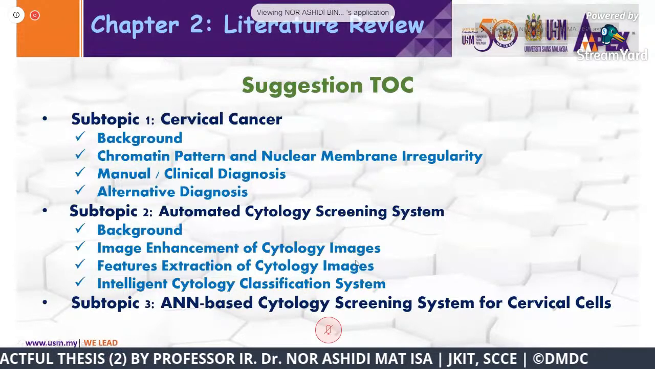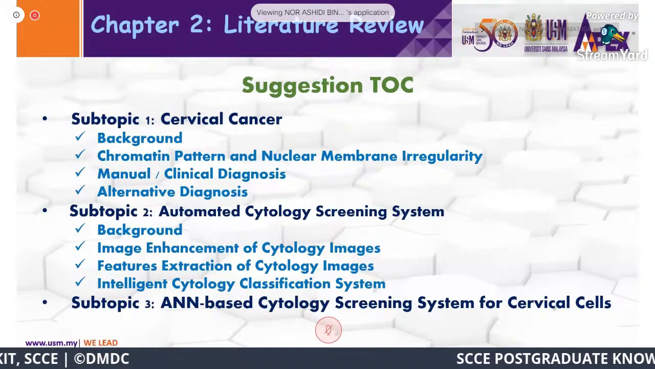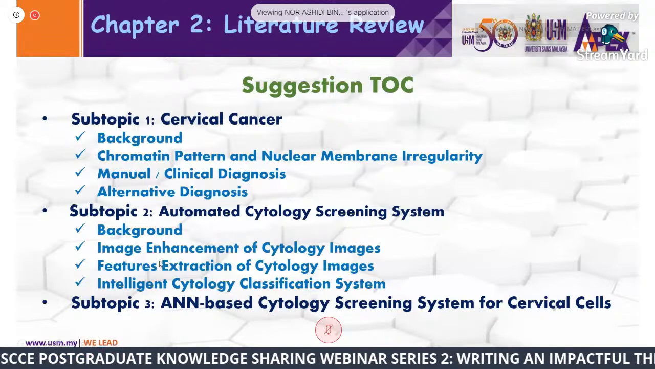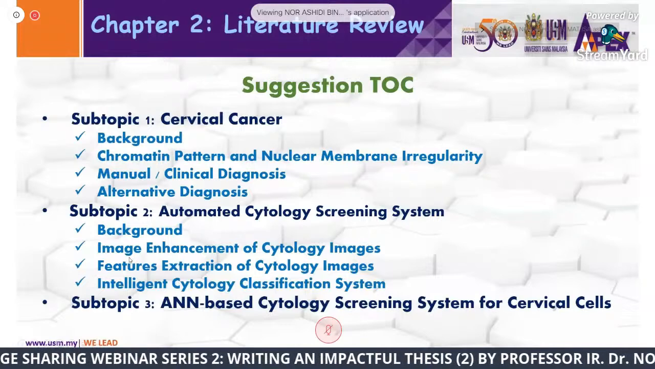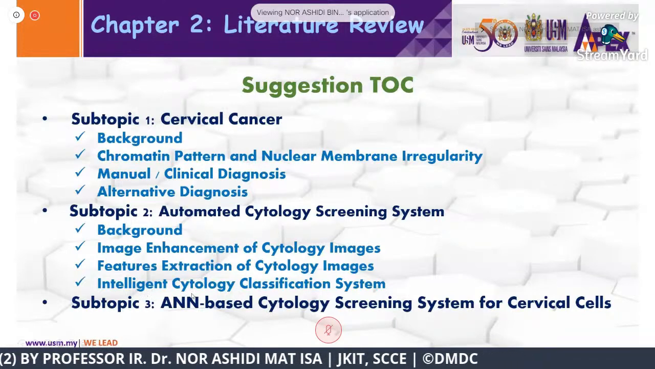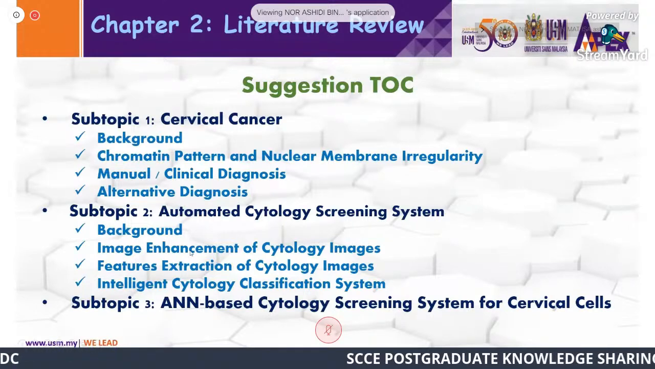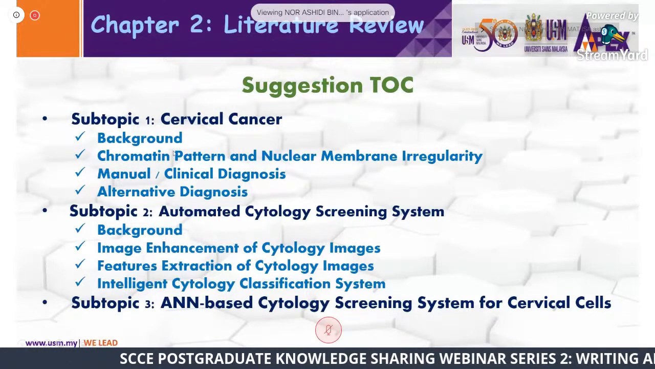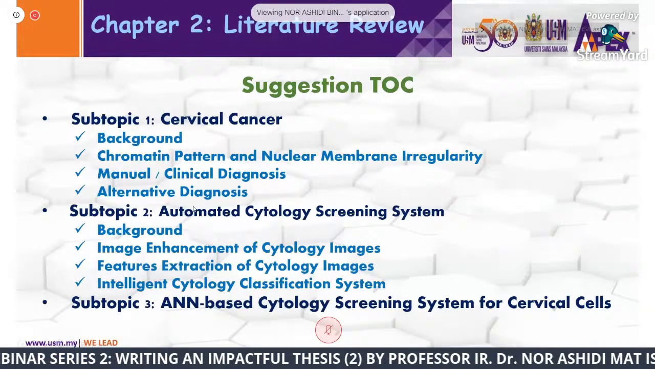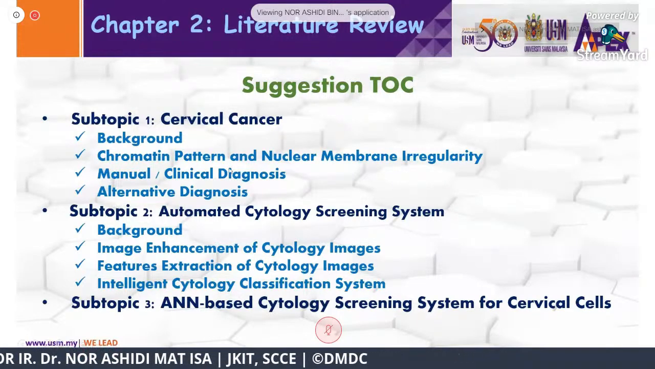It can be done for skin cells, red blood cells or white blood cells, and so on. So you can have any medical images that introduce image enhancement, feature extraction, and intelligent cytology classification. Now it's not focused on cervical cancer yet. This one is focused on cervical cancer, but stops at alternative diagnosis. This one focuses on the cytology system, but not on cervical cancer yet.